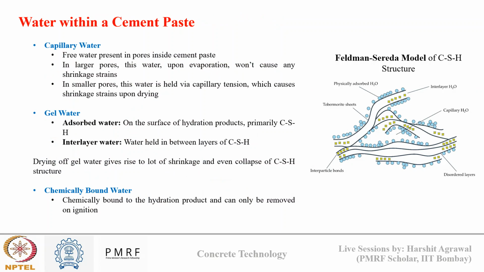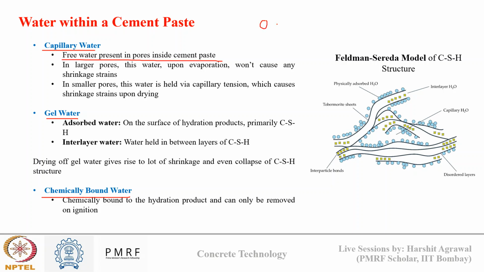So now, since we have a basic idea of cement hydration, there are two more important entities associated with cement hydration. One is water, and another one is porosity. So first, let's talk about different types of water in cement hydration. There are three main classifications of water after the hydration reaction happens. First is the capillary water, second is the gel water, and third is the chemically bound water. So what is capillary water? Capillary water is the free water that is present inside the pores of the cement paste.